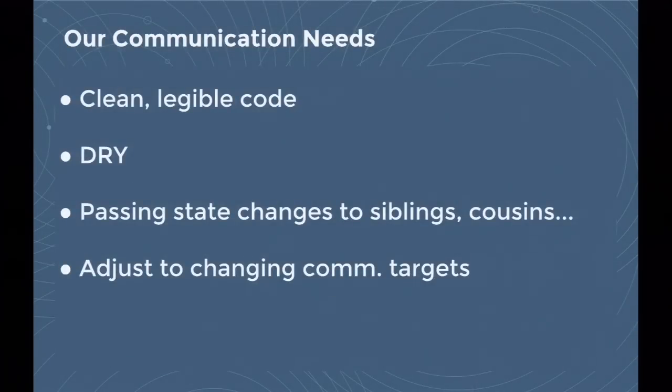The big ones for us were twofold. Passing state changes up and across the tree, like I said. I got to a point where I was thinking about changing the state of a component's fourth cousin twice removed, and I was like, I can't even do that. I don't know what that means in my real family tree. I don't want to think about that for my components. And then the other thing is, for us, adjusting to changing communication targets.